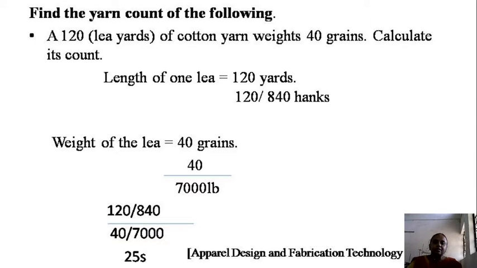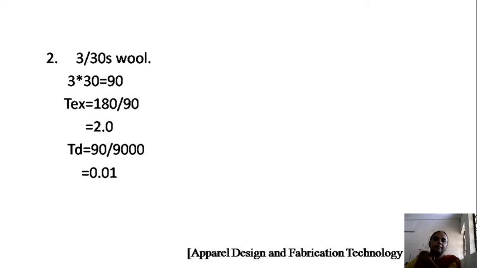So as you already discussed, in the indirect system, a number within 20 is coarser, and this is in between, that is 20 to 60. So this yarn is not very fine but a medium yarn.